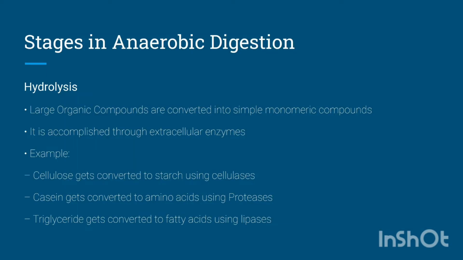Stages of anaerobic digestion. Hydrolysis. Large organic compounds are converted into simple monomeric compounds. It is accomplished through extracellular enzymes. For example, cellulose is converted into sugars using cellulase, casein is converted into amino acids by proteases, and triglycerides get converted into fatty acids using lipases.